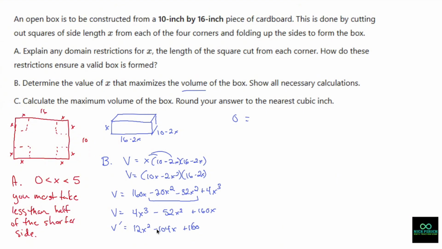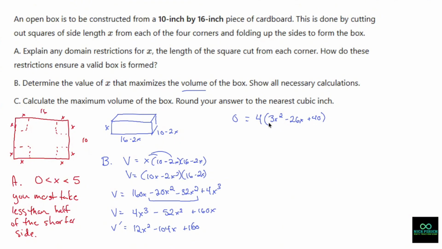Now, what I'm going to have to do is factor that, and I should be able to factor out not a 12, but a 4. When I factor a 4 out, it's still going to leave us with 3x squared minus 26x plus 40.